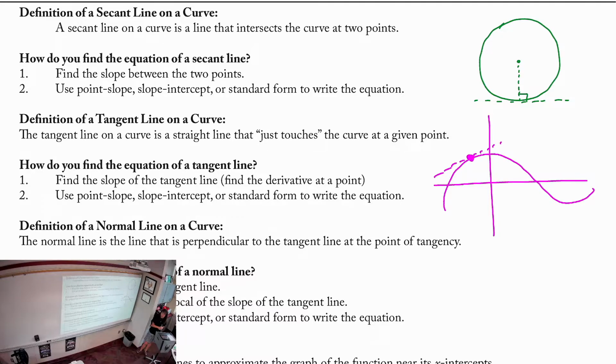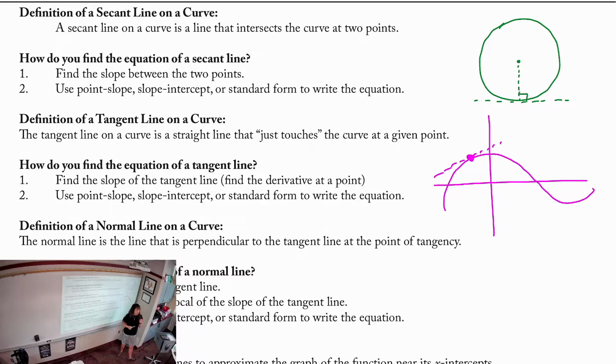Okay. Now, to write the equation of the tangent line, you need 2 things. The slope of the tangent line, just like a regular line, and you need a coordinate point. So you need an x and a y value. If you only have an x and you don't have a y, then you have to find y by plugging it into the original equation, which we'll see later on in one of these examples.